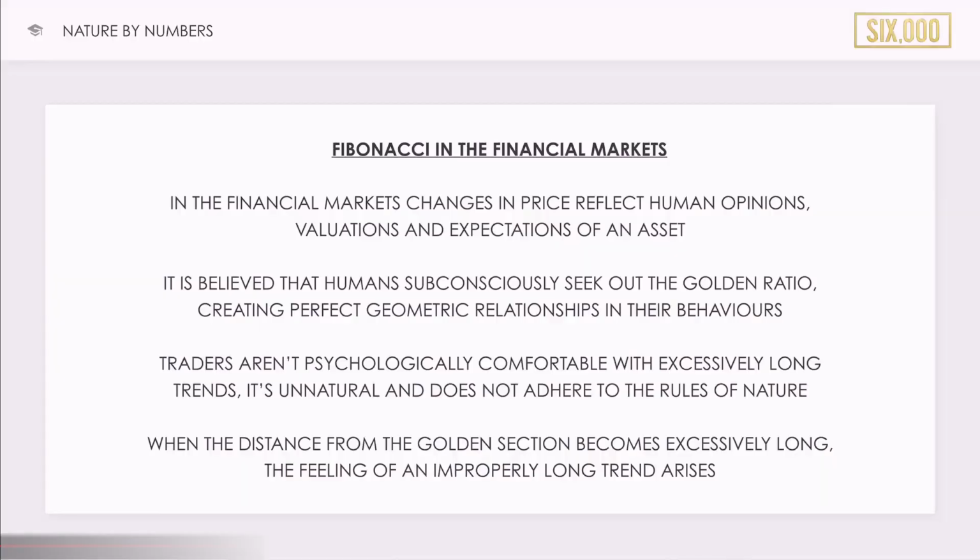When the distance from the golden section becomes excessively long, the feeling of an improperly long trend arises. And this can happen in any market at all. It's seen in stocks, cryptocurrencies as well, when we have these really aggressive moves that just don't adhere to the rules of nature. And they're extremely out of proportion.